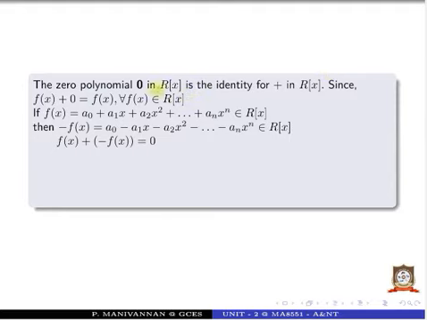So it is the additive identity. Then we move to the additive inverse. For f(x), minus f(x) is here minus a0, not plus a0. It is minus a0. Substitute here: minus a0, minus a1x, minus a2x square, minus etc., minus an x power n, which belongs to R[x]. Therefore, f(x) plus minus f(x) equals 0.